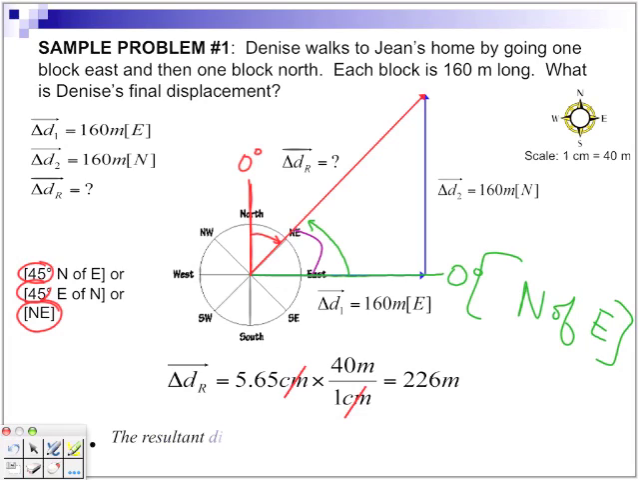So therefore, the resultant displacement for Denise's walk is 226 meters northeast. The reason why there's no angle, what's the angle? 45 degrees. If it was 44, you'd have to state that.